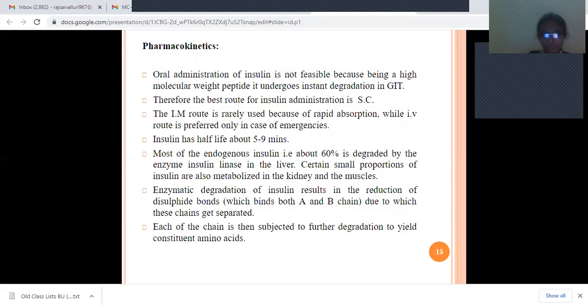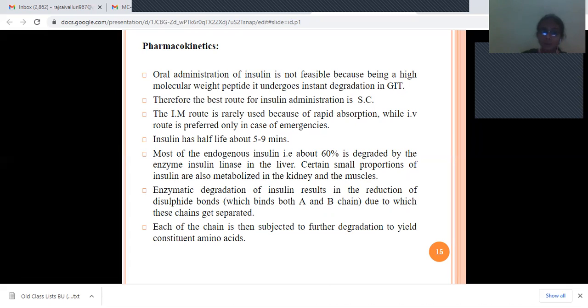So let's see the pharmacokinetics. It is mainly given through the parenteral route of administration. The oral route of administration is not possible for insulin intake. The best routes of administration are subcutaneous, intramuscular and intravenous. Most commonly we take it through the subcutaneous route, which means under the skin. Intramuscular is rarely used, while the intravenous route is used only in emergency cases. In most emergency cases we use the intravenous route, but most of the time we use the subcutaneous route of administration.